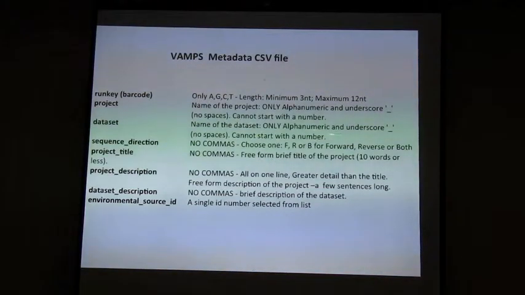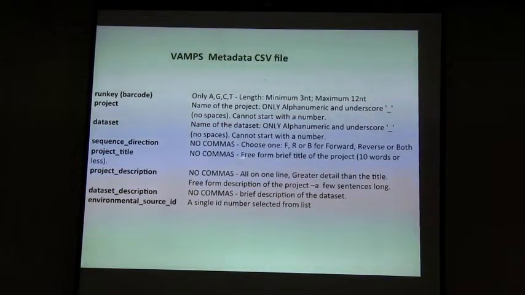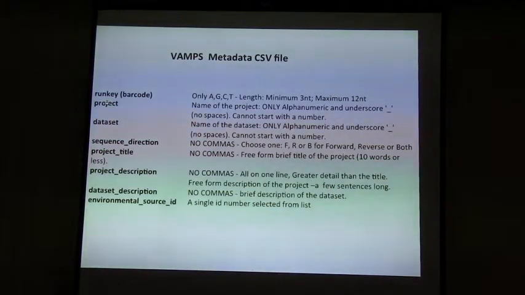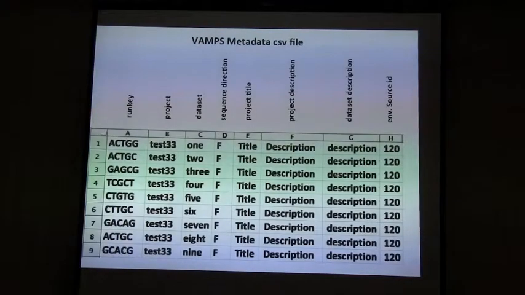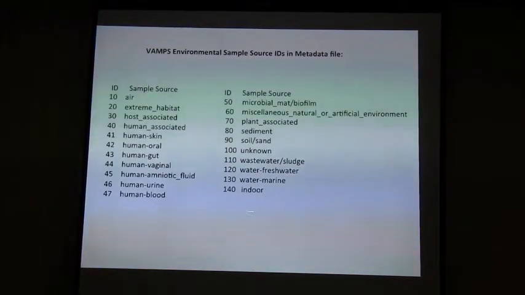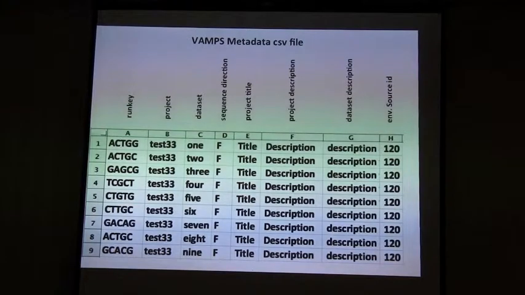You can have a separate name for the data set. We want to know what the sequence direction is for your data. And we also have a project title. So this can be a longer title than what we have up here for each project. Project description, data set description, elements, environmental source of ID. The environmental source IDs are listed here, but I think we're going to see an expanded version of that significantly from QIIME. This is what a CSV file looks like.